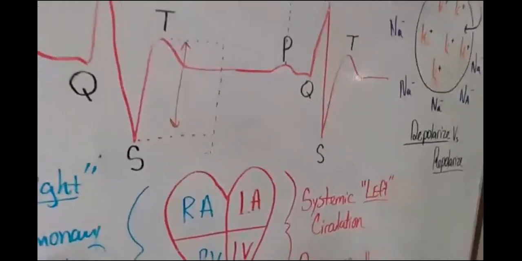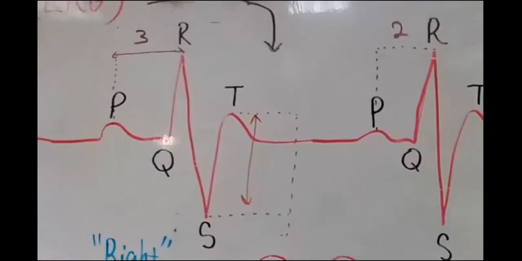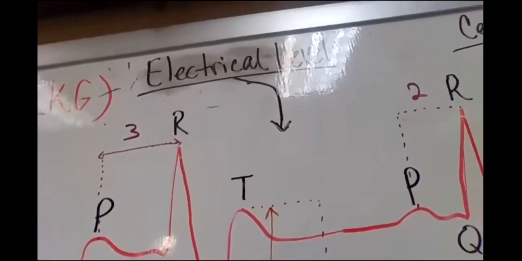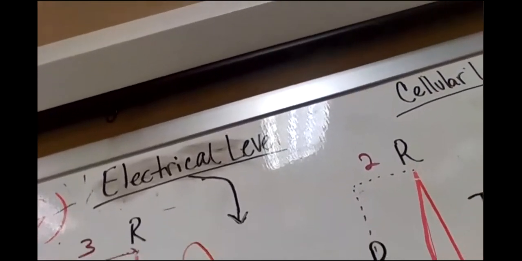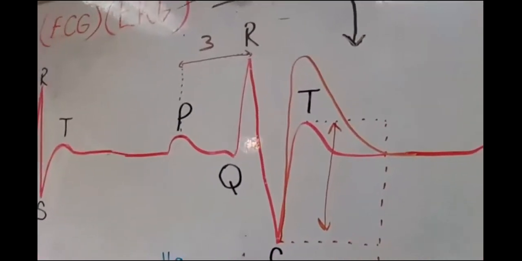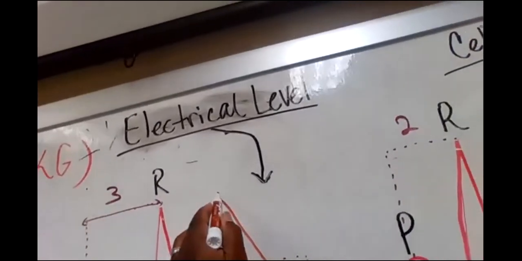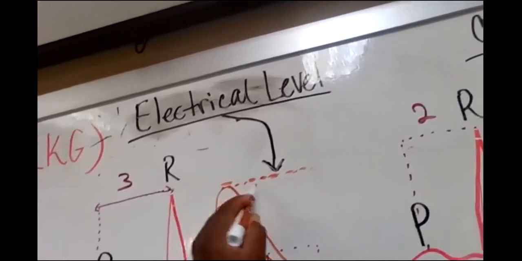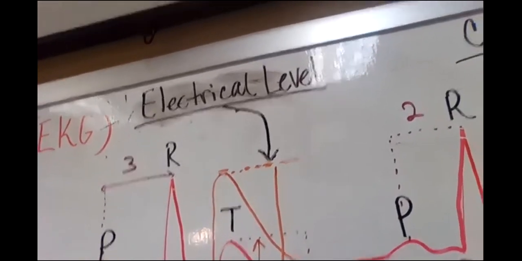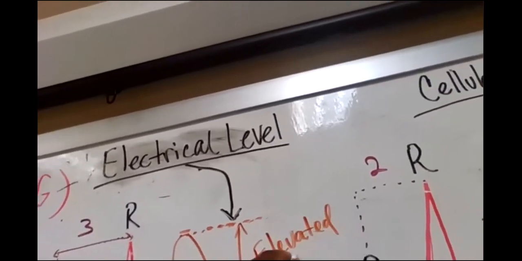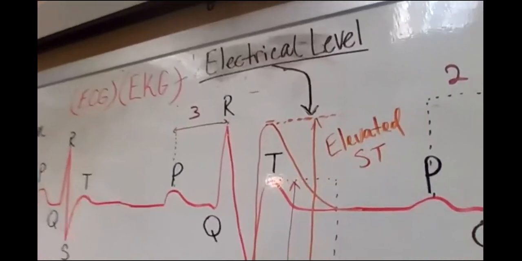Now, what if you had a heart attack? If a patient has had a heart attack before, then their ST segment would be like this. See that? That's called an elevated ST segment. Now the S and the T segment is farther apart than it should be. Look at that. That's elevated. Elevated ST, that is a sure sign of a present or past MI.